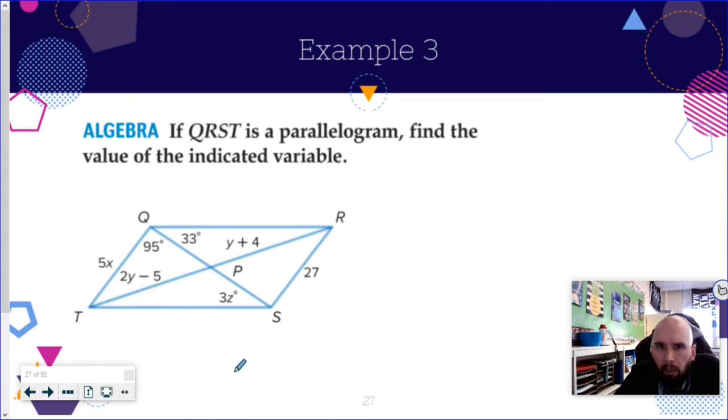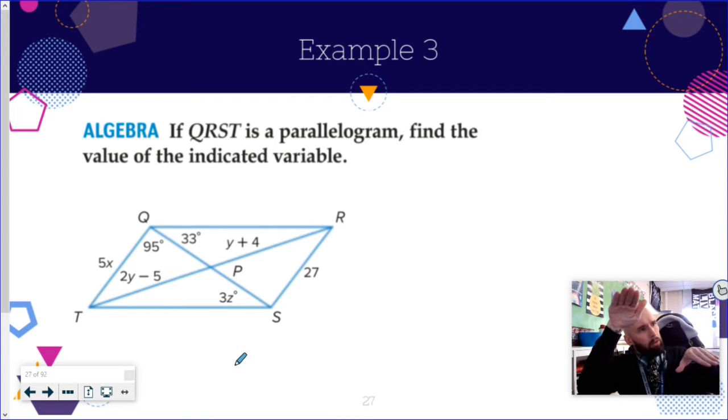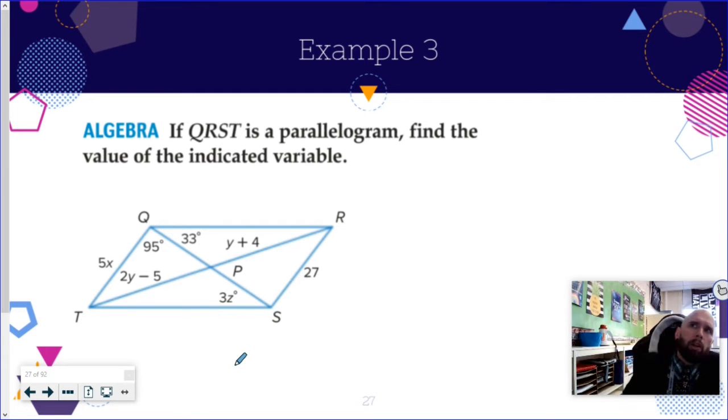Parallelograms have a lot of fun facts. Opposite sides, not only are they parallel, they're congruent. Another fun fact about parallelograms is that the diagonals of parallelograms bisect each other. That means they cut them into two equal parts, or they cut them in half, whatever works for you.